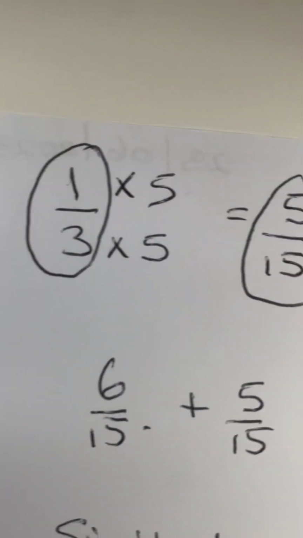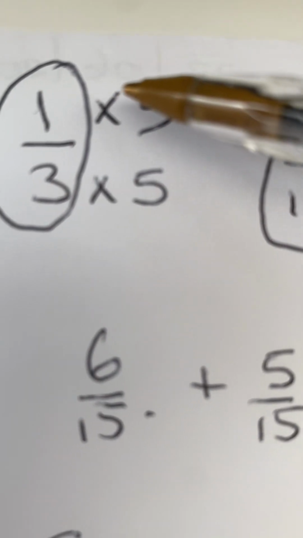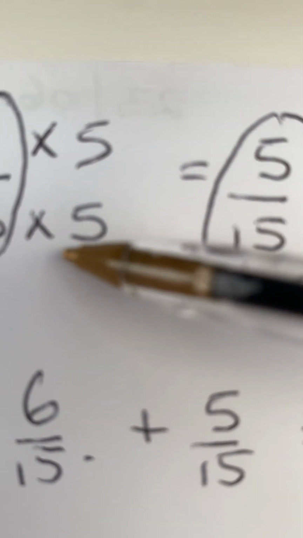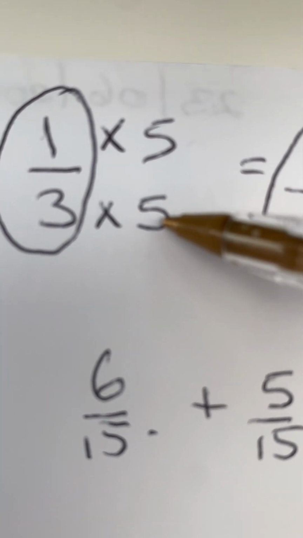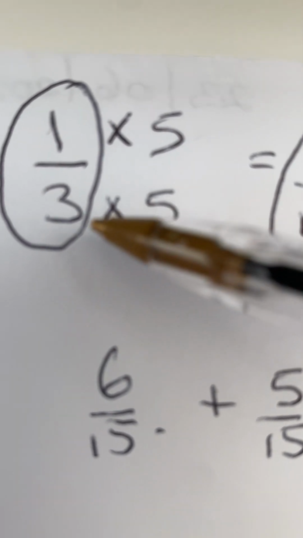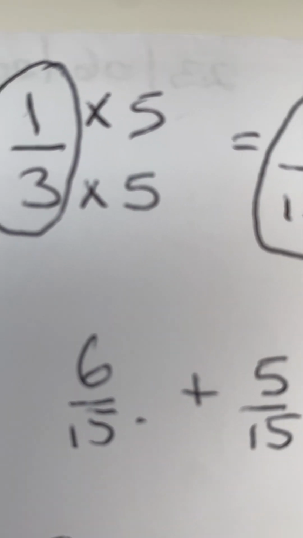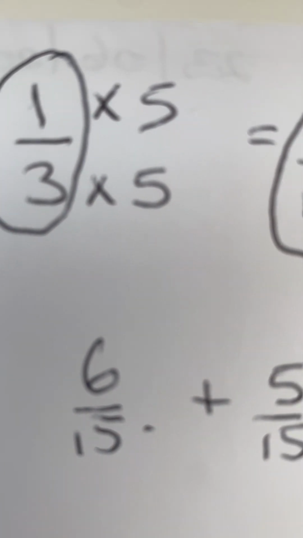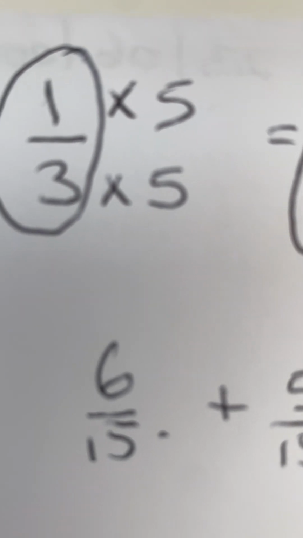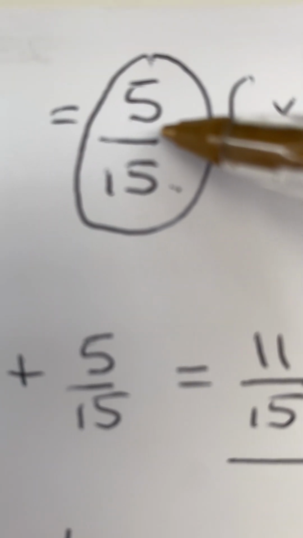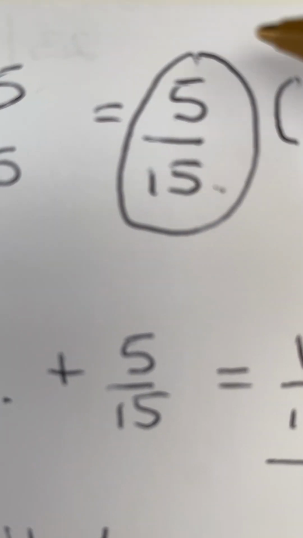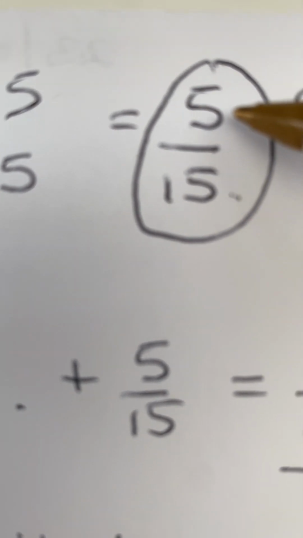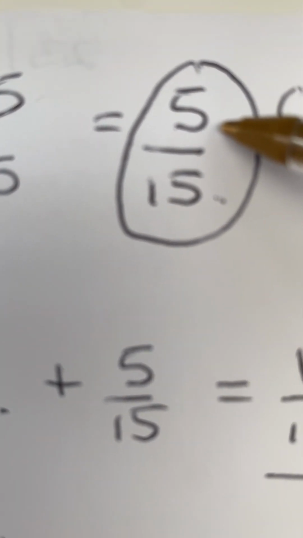Then let's look at 1 over 3. To make the denominator 15, we have to multiply by 5. So now we have 3 times 5, making the denominator 15, and 1 times 5, making the numerator 5. So now 1 over 3 becomes 5 over 15. Now 5 over 15, in its lowest form, is 1 over 3.